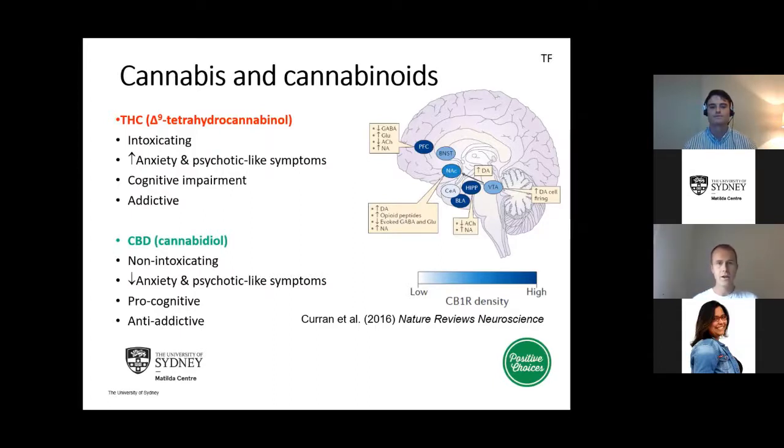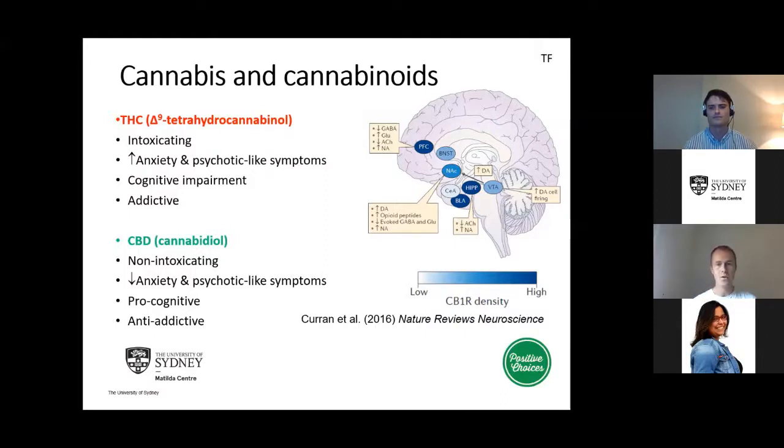So THC is intoxicating, it can get people high, and it can be a rewarding experience for some people. But particularly at high doses, THC can increase anxiety and transient psychotic-like symptoms. And we know that one of the most reliable effects of THC is to impair cognition. And also THC is addictive both in humans and non-human animals. And we know that THC has these effects partially because of its impact on the endocannabinoid system.